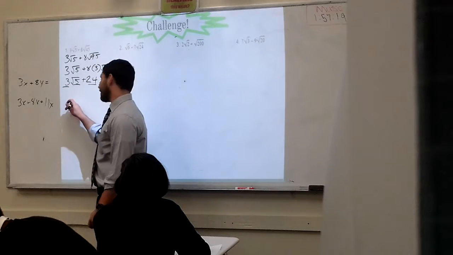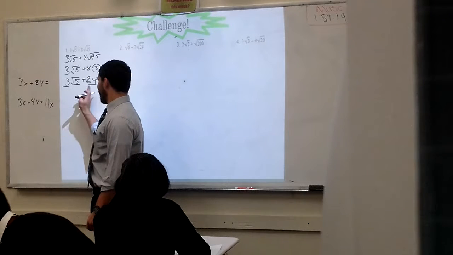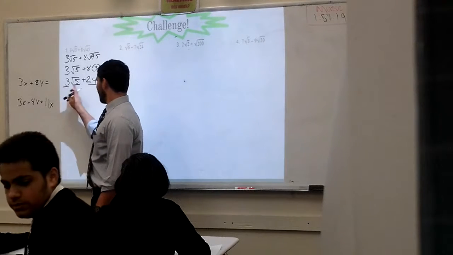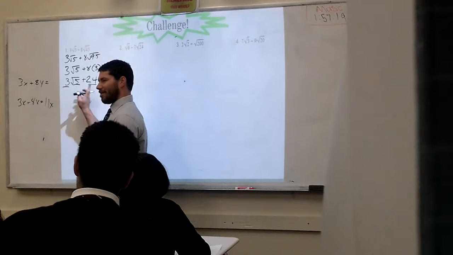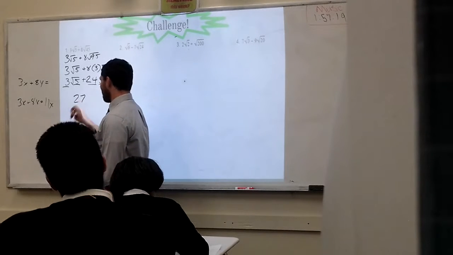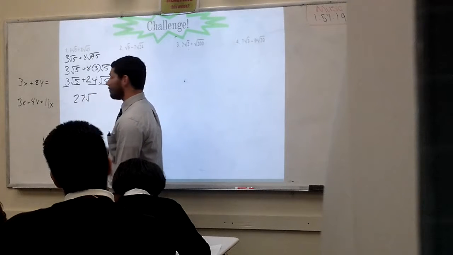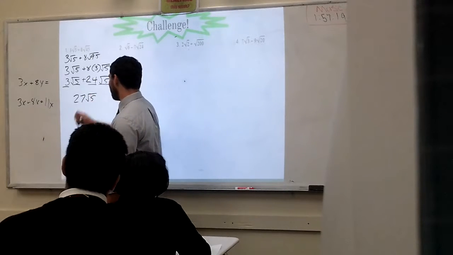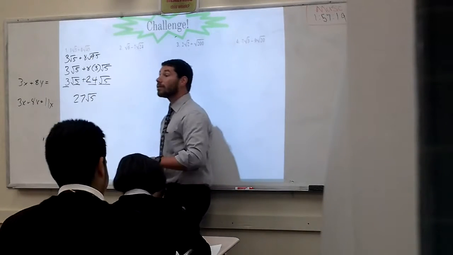So we get what, Carly? 11 square... There you go. 27, and then what should go after? Square root of 5. Awesome. I'm really happy you didn't change that to square root of 10. All right, questions on that?